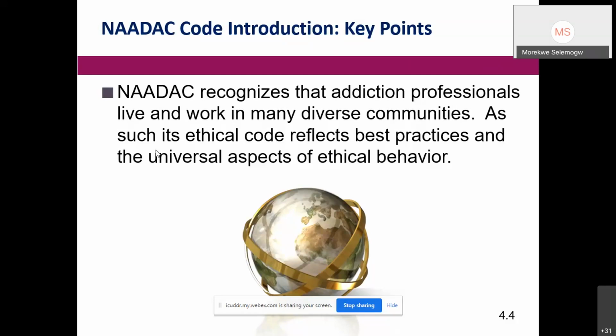Important is that because of that recognition, its ethical code reflects best practices and the universal aspect of ethical behavior. It's important to note that NAADAC's foundation is from the US, but what stands out in terms of its ethical code is that it reflects best practices and it also recognizes universal aspects of ethical behavior. And so we are hoping that as we discuss, you'll see the universal aspects that we talk of in terms of ethical behavior.